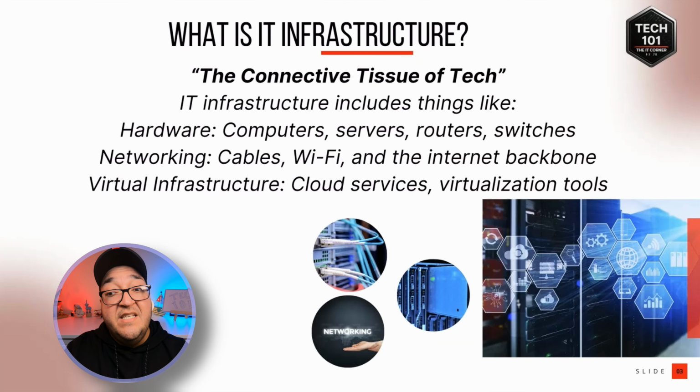Think of it like this. If IT is a city, infrastructure is the roads, power lines, and traffic lights that keep everything running behind the scenes. IT infrastructure includes things like hardware: computers, servers, routers, switches; and the network itself: the cables, Wi-Fi, and the internet, which is the backbone. Then there's virtual infrastructure: cloud services and virtualization tools. So whether you're browsing a website, streaming a movie, or working on a shared project, infrastructure is making it all possible.